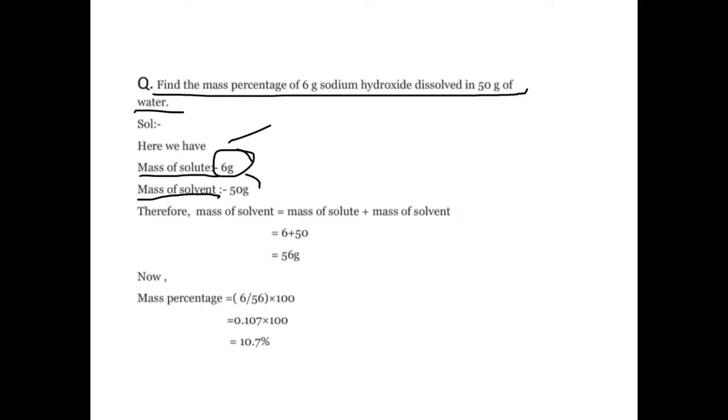In this question, what is given? Find the mass percentage of 6 gram sodium hydroxide dissolved in 50 gram of water. So what have we been provided in this question? We have been provided the mass of the solute, which is 6 gram, and the mass of the solvent, which is 50 gram. Now what is our first step? Our first step is to calculate the mass of the solution, and it is very easy. Mass of the solution can be calculated as mass of solute plus mass of solvent. Sorry, there's an error. This is not solvent, this is solution.